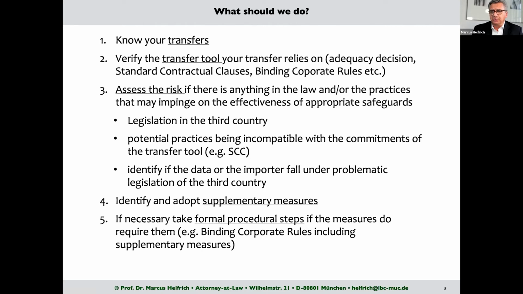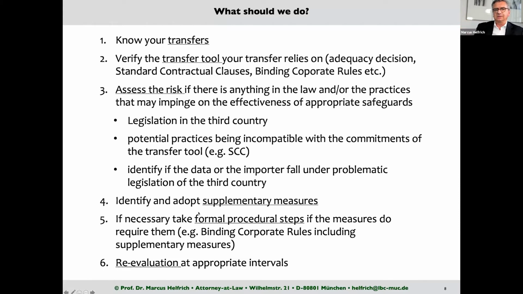combined or linked with the transfer tool. For example, if my binding corporate rules have to take into account a specific situation in a third country, then we have to implement these supplementary measures within these binding corporate rules. But the binding corporate rules only develop their effect if they are agreed by the supervisory authority. So we must not forget to fulfill all these formal steps as well.